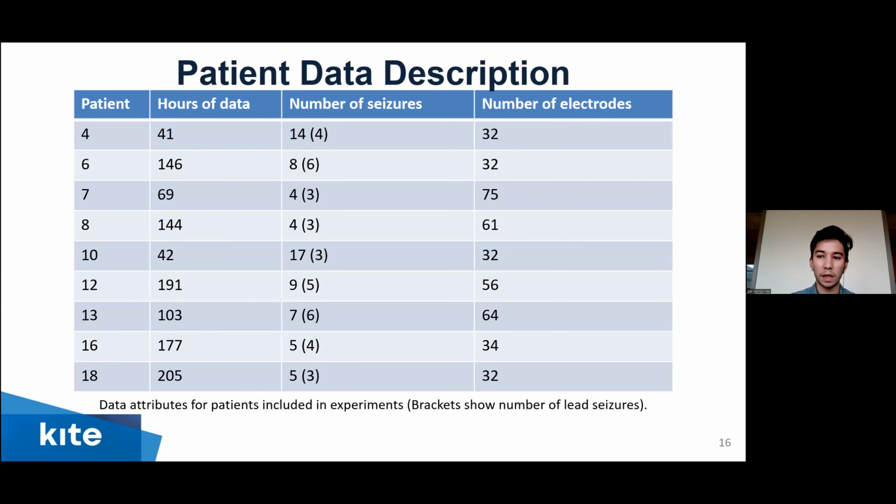Here are just basic data attributes from the patients I've currently experimented on. In the number of seizures column, you can see that in brackets is the number of lead seizures. So you can see that for a lot of these patients, we had to discard some of the seizures because they were too close to other seizures in the set.